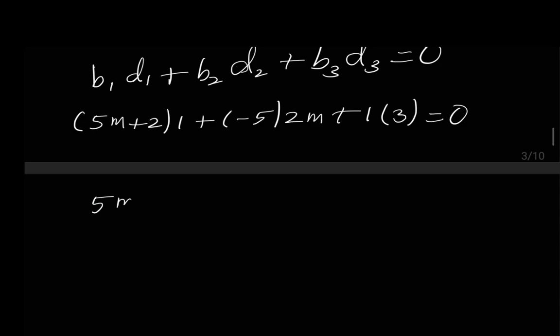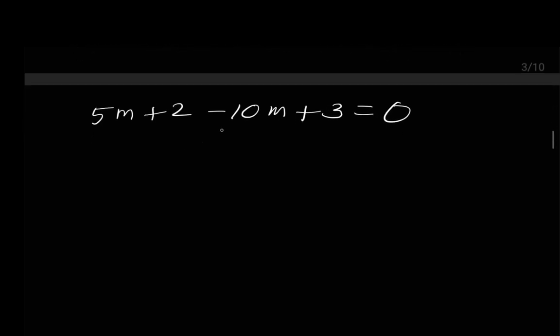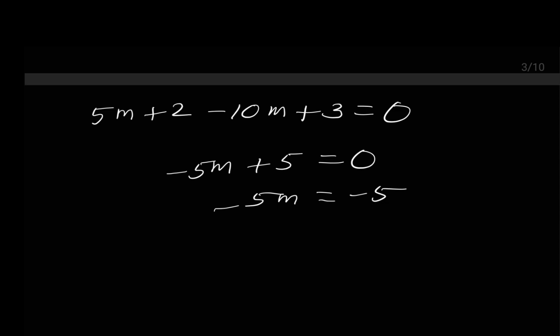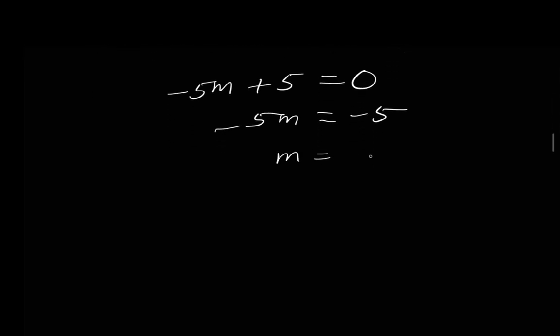So 5m plus 2 minus 10m plus 3 is equal to 0. So minus 5m plus 5 equal to 0. Minus 5m equal to minus 5. So m is equal to minus 5 by minus 5, this is equal to 1. So this is the answer. We are supposed to find the value of m.